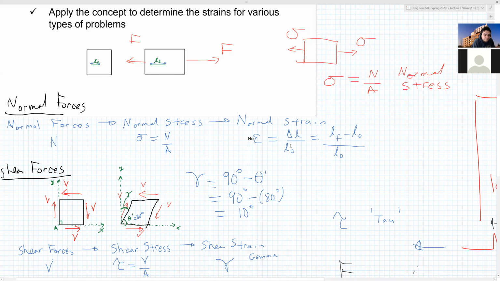Meaning, if I have a longer L initial, I'm going to have a longer length after. But don't I care about the relative strain, how much it changes? Shouldn't that be the same change in length relative to the original? So both line segments will stretch out, will strain the same amount, even though they're different lengths to begin with. That's why we divide by its original length.